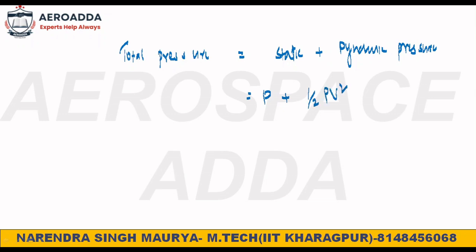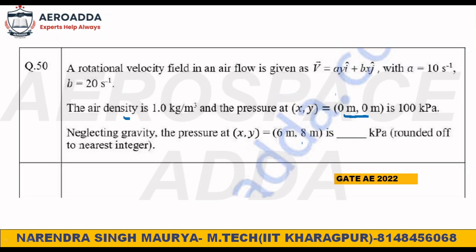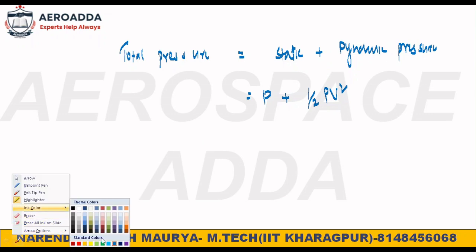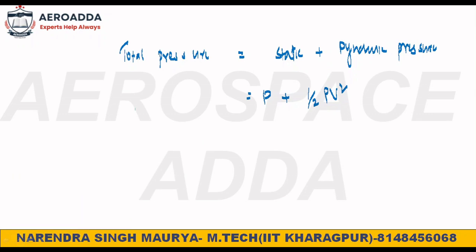Think about it. Why? Because I just read that velocity we can get at two different points, because two different points they have given, 0 0 and 6 8. So two different velocities you will get, and at one point pressure they have given, at another point they are asking the pressure. Simple. So use this logic. I will mention two different points. I can say my coordinate system is something like this. Please check.